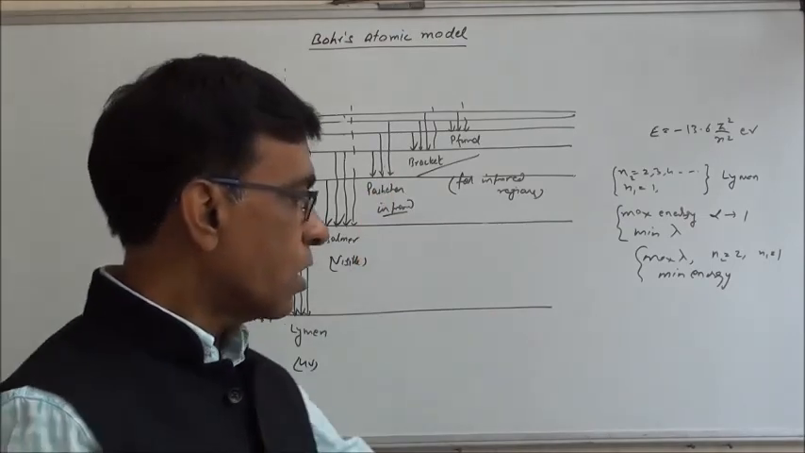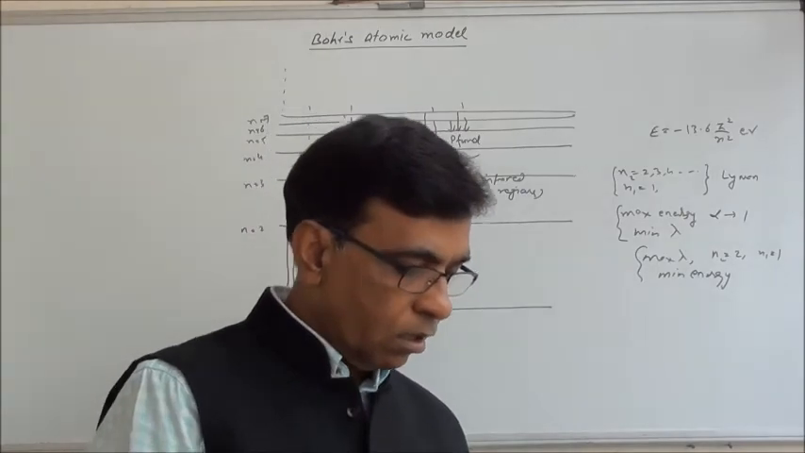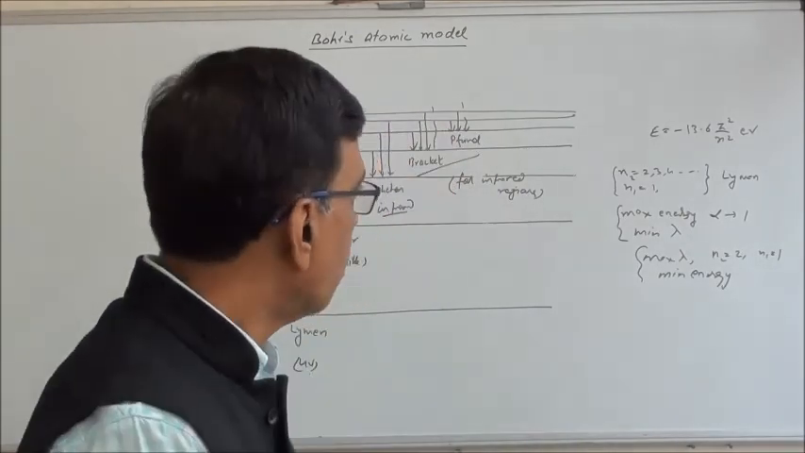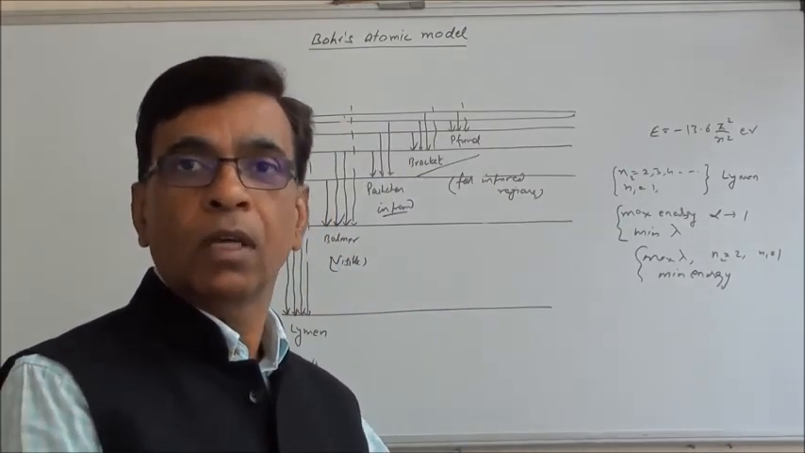Now this theory could successfully explain the spectral lines that we get in the hydrogen spectrum to a large extent. What were the problems related to this theory? You will do it in higher classes.